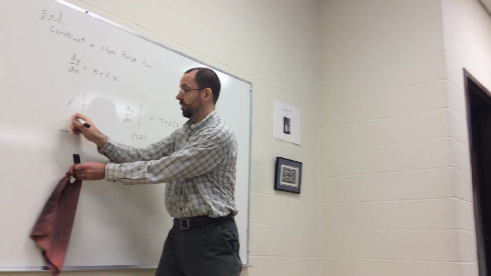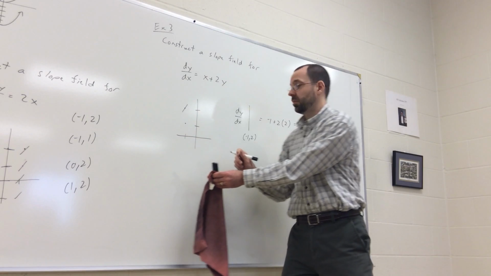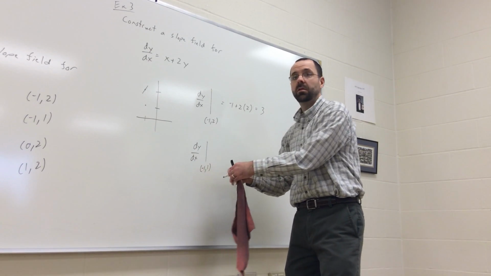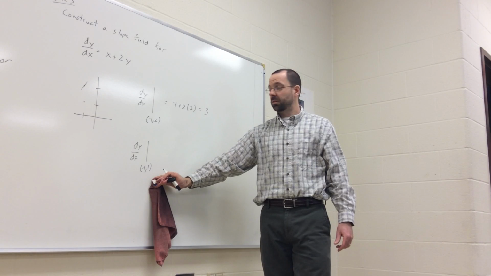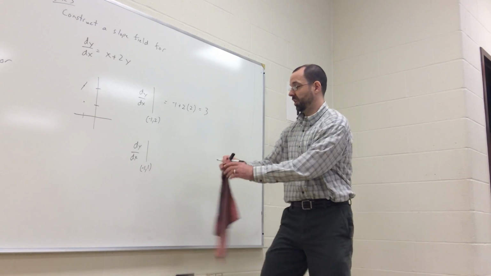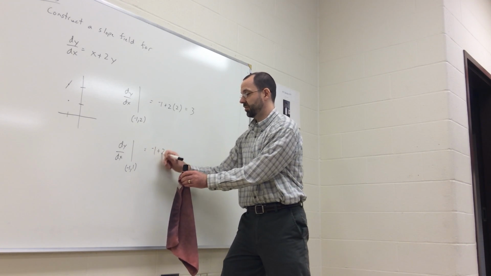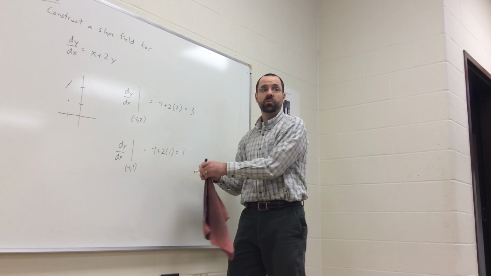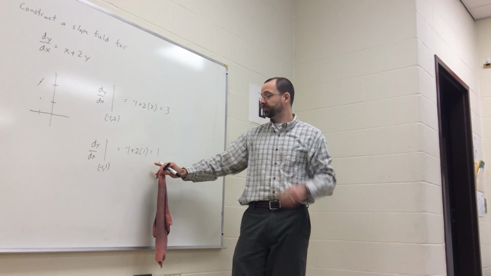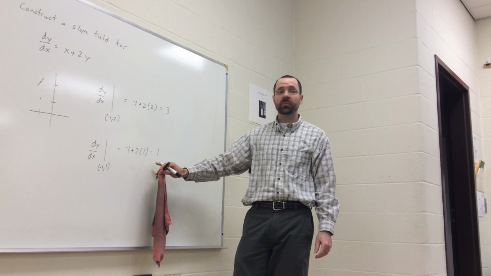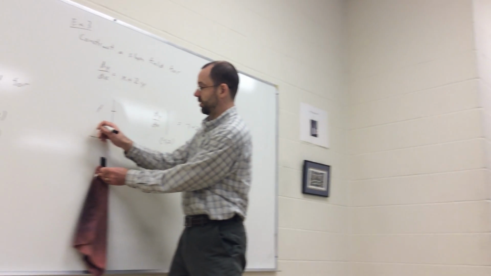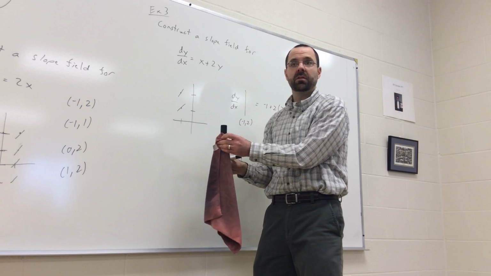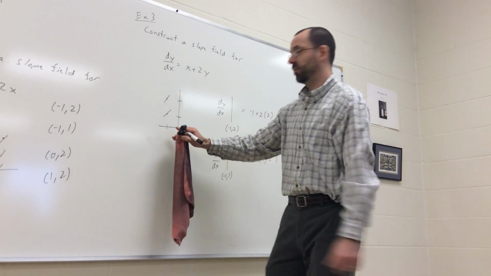Okay, now I'm going to move to this point, -1, 1. So then I just plug those into the formula. That's going to be -1 plus 2 times 1. 2 times 1 is 2. -1 plus 2 is 1. So then I got to draw a line here that has a slope of 1. So a slope of 1 should be a 45-degree angle, right? So just do your best to draw it 45.